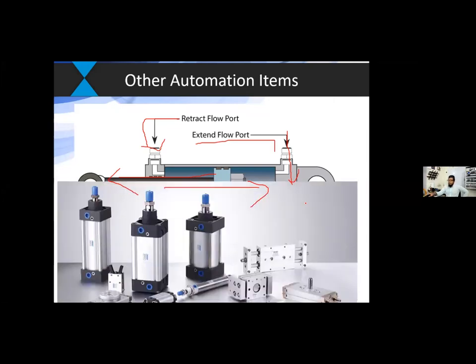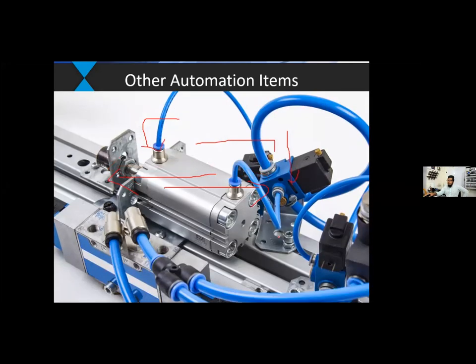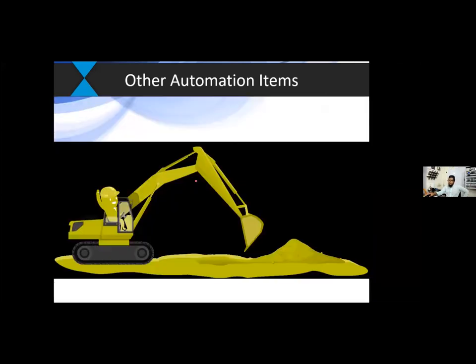Like I'm giving you an example. Okay, these are the most common pneumatic parts of the industry. They are used in different industries, and these are some pneumatic connections. They are different. All these pneumatic systems are controlled by the PLC.